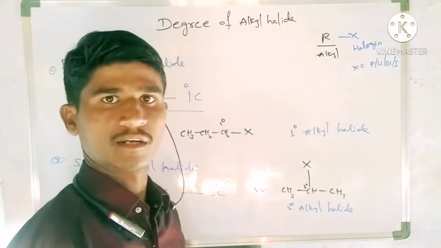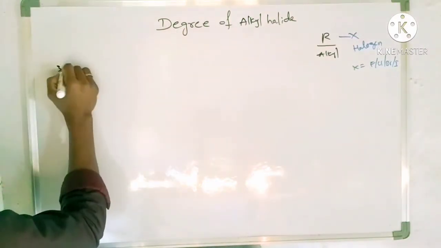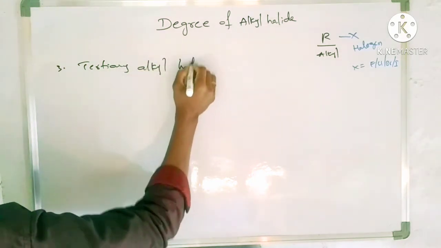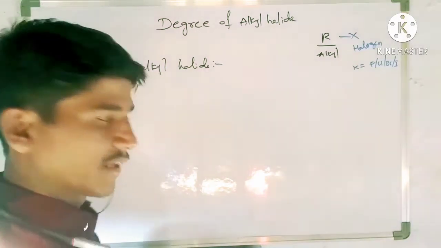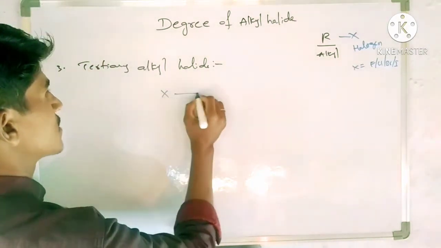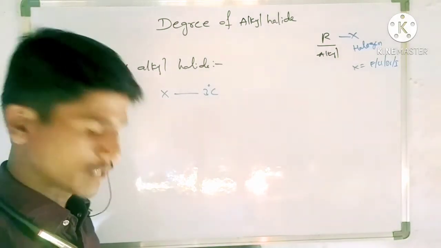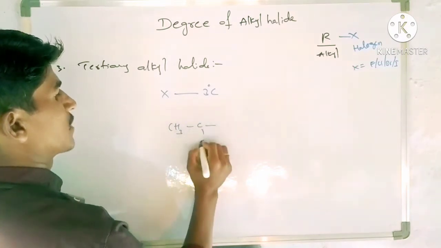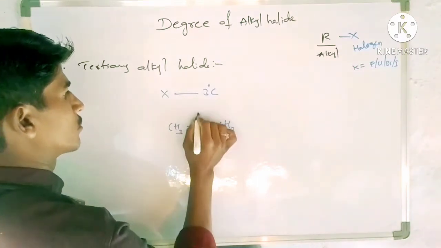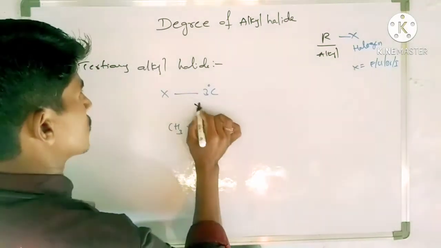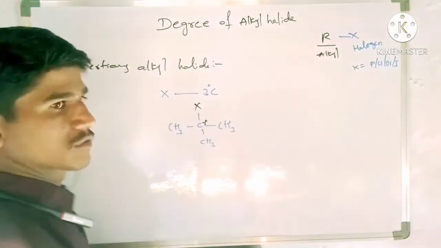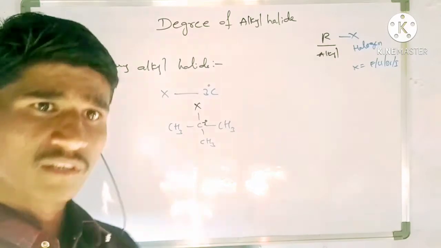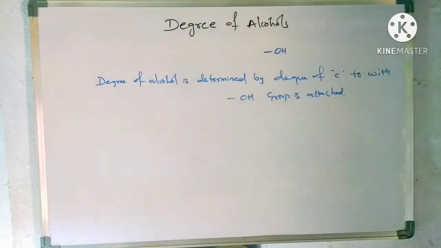Now let us see tertiary alkyl halide. The third one is tertiary alkyl halide. When halogen is attached to the tertiary carbon, it is called tertiary alkyl halide. For example, CH3, CH3, CH3. Already we know that this is the tertiary carbon. To the tertiary carbon, halogen is attached. So this is known as tertiary alkyl halide. These are the primary, secondary, and tertiary alkyl halides.